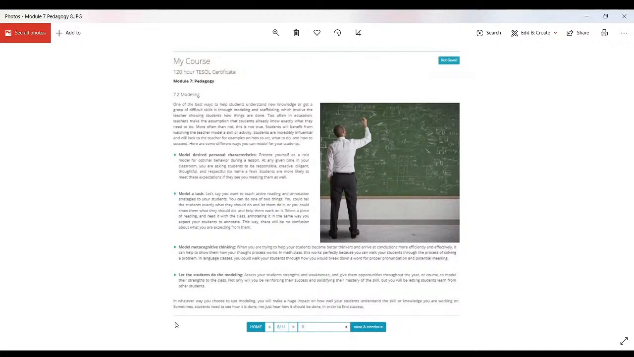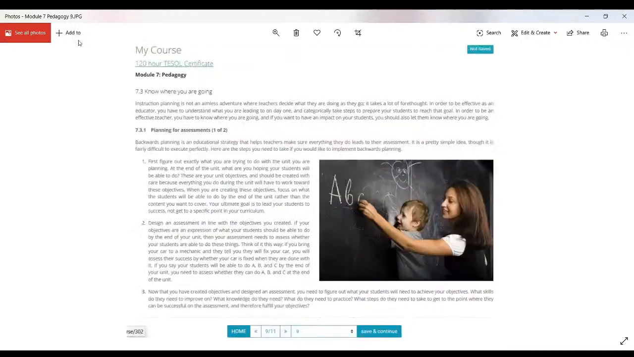Alright, in whatever way you choose to use modeling, you will make a huge impact on how well your students understand the skill or knowledge you are working on. Sometimes students need to see how it is done, not just hear how it should be done in order to find success. Save and continue.